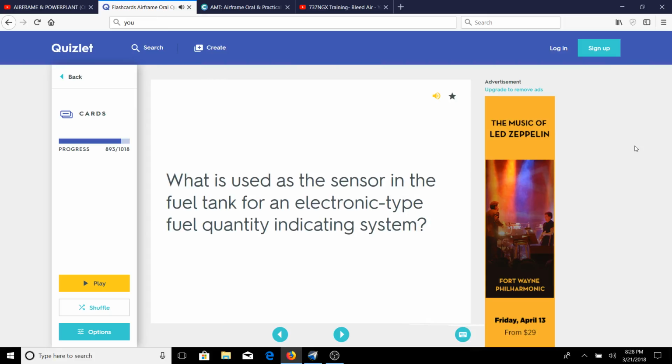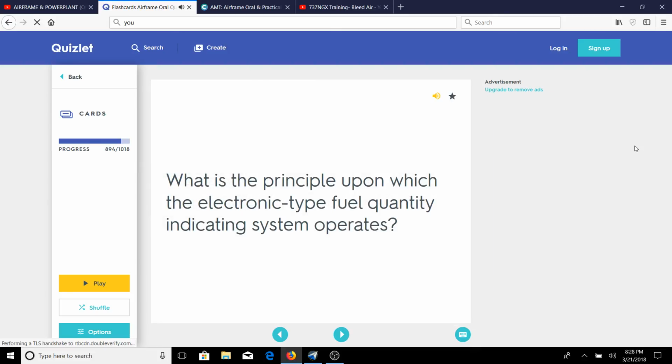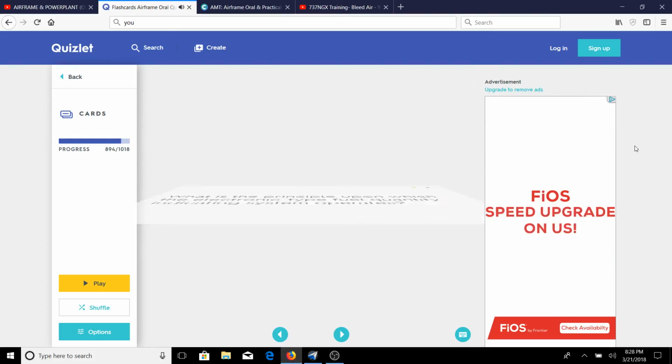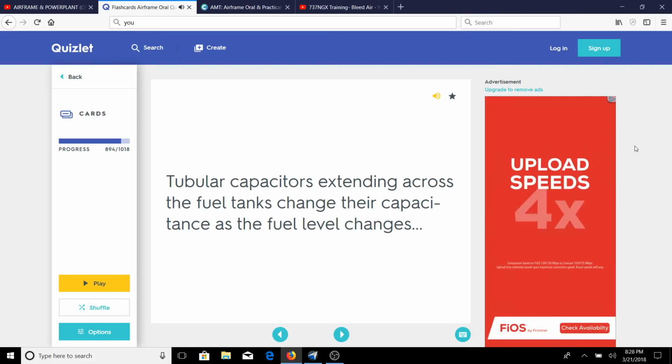What is used as a sensor in the fuel tank for an electronic type fuel quantity indicating system? Tubular capacitors that extend across the fuel tank from top to bottom. What is the principle upon which the electronic type fuel quantity indicating system operates? Tubular capacitors extending across the fuel tanks change their capacitance as the fuel level changes.